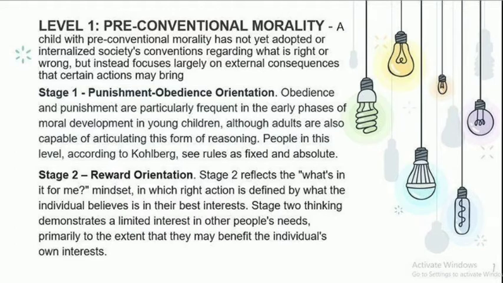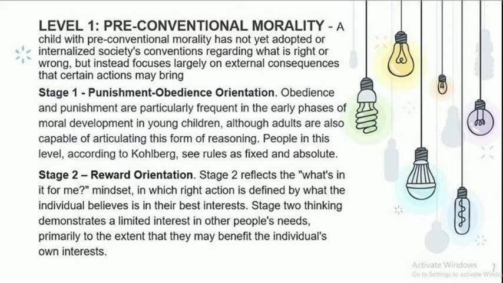And the next stage of pre-conventional morality is the reward orientation. Stage 2 reflects the what's-in-it-for-me mindset, in which right action is defined by what the individual believes is in their best interest. Stage 2 thinking demonstrates a limited interest in other people's needs, primarily to the extent that they may benefit the individual's own interest. As children grow older, they begin to see that there is actually room for negotiation because other people have their own goals to meet and wants that must be satisfied too.